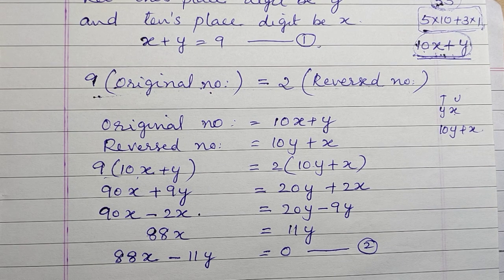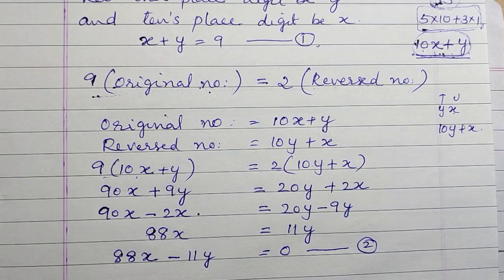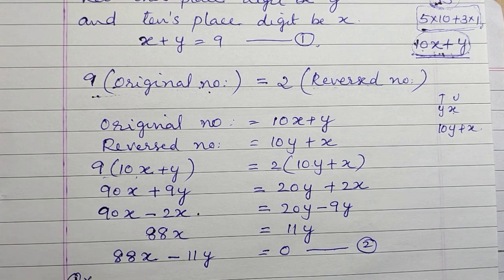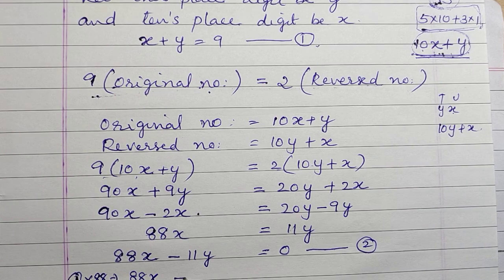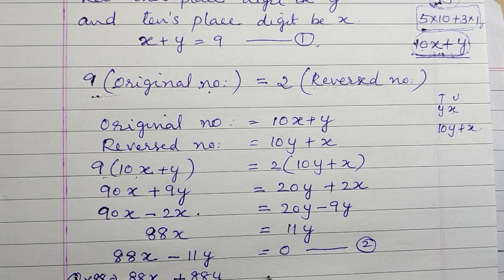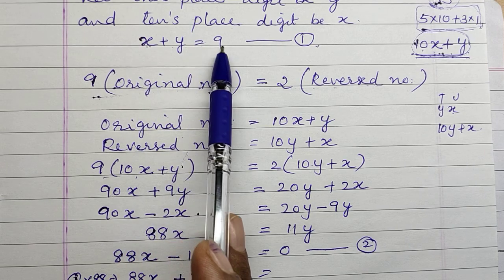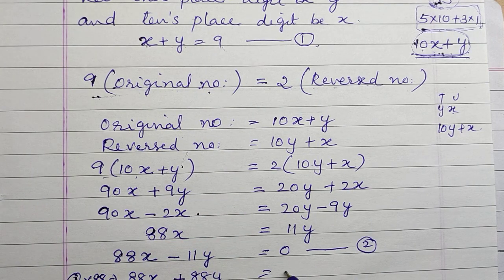Now you have to solve it. For the first and second equations, you have to make the x term or y term equal. So here we will take the x term only. So in the first equation, which number do you have to multiply with? You have to multiply with 88 only, so that the x term will be equal. This gives 88x plus 88y equals 88 into 9. How much is 88 into 9?